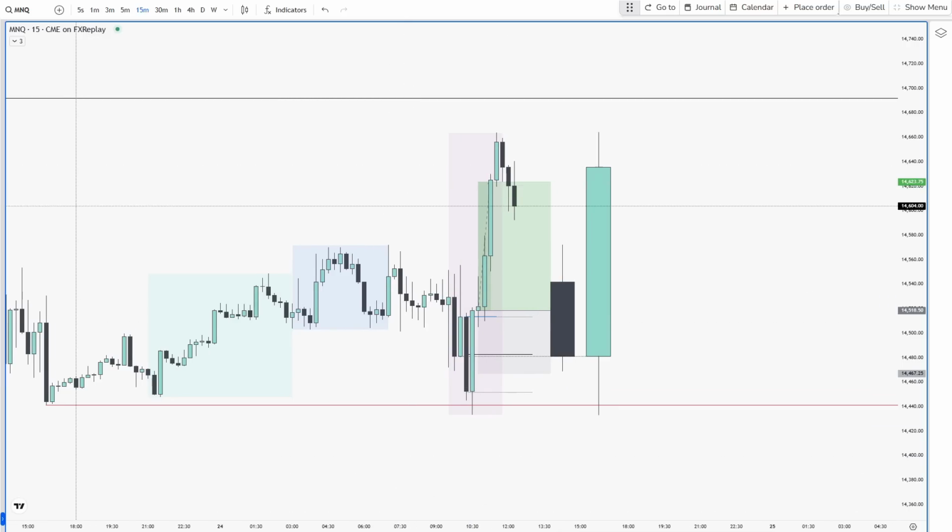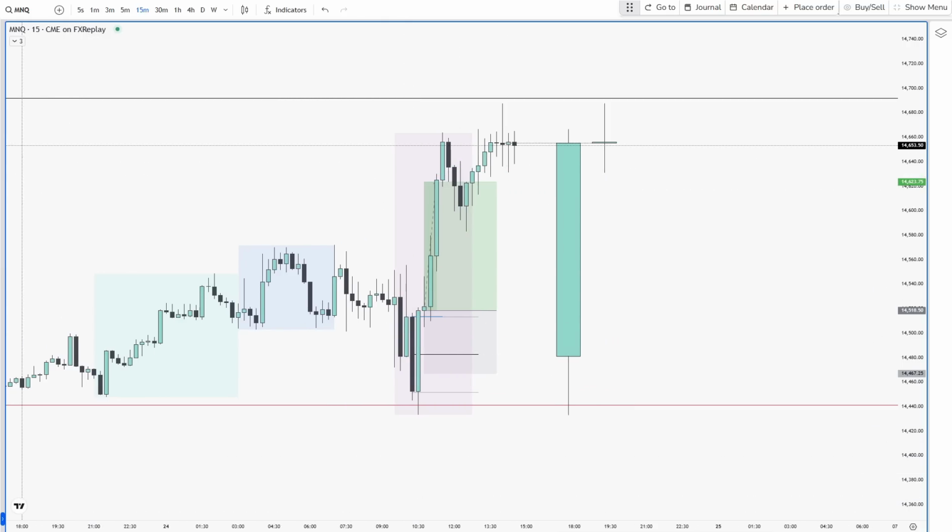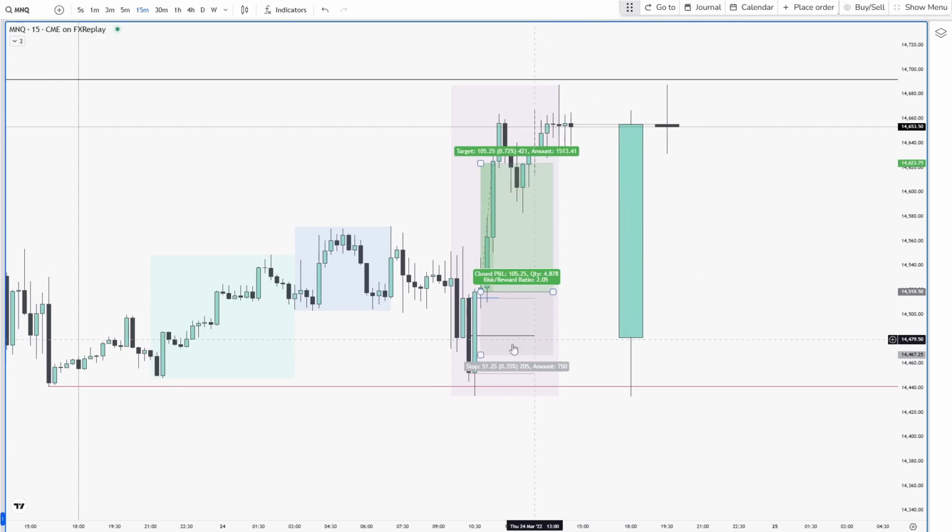And with that, we have expanded to the upside. And this was the example of the reversal into expansion candle. We are having a small wick and then expansion to the upside.